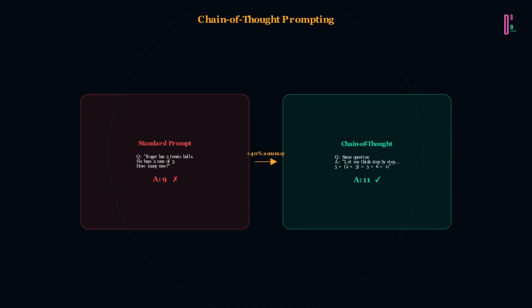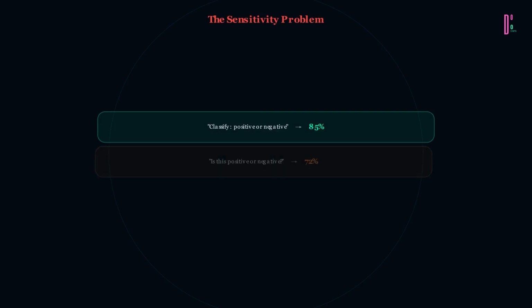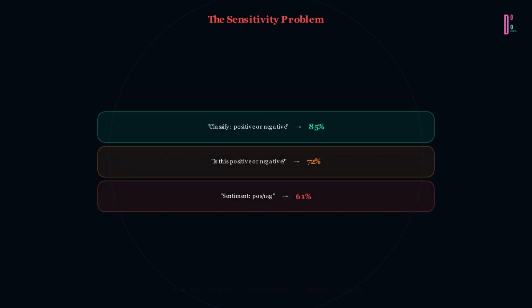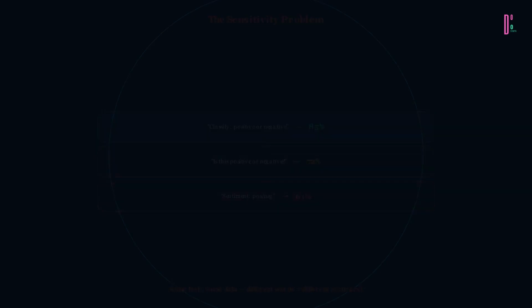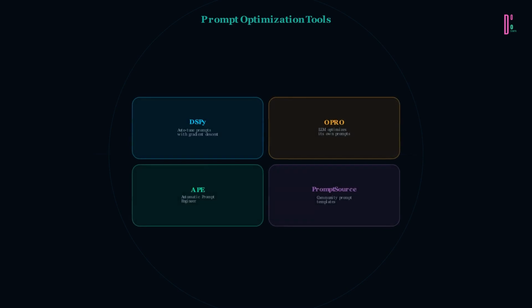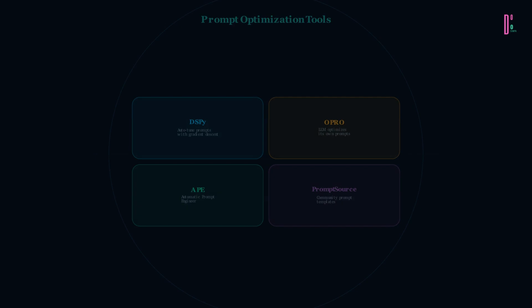But here's the catch. Prompts are fragile. Change just one word, classify to categorize, and accuracy can swing by 10 percentage points. The order of your examples matters. Even the formatting of your demonstrations changes results. That's why we now have prompt optimization tools that automatically search for the best template, select the most informative examples, and calibrate model confidence. Prompt engineering went from an art to a science.